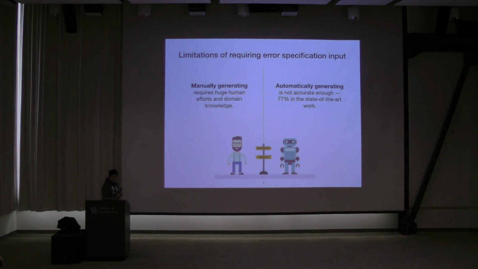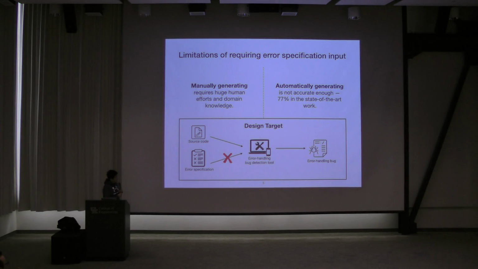However, acquiring error specification is non-trivial. On one side, manually generating it requires huge human effort and terminology. On the other side, automated generation is not accurate enough. Even in the state of the art, the precision is like 77%. Because this is only the very first step to detect bugs, every false positive in this step will negatively affect the following analysis. So our design target is to detect error handling bugs without the error specification.